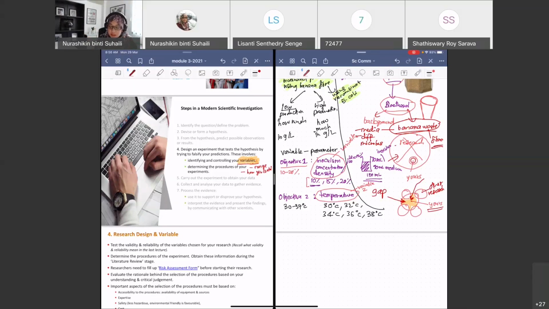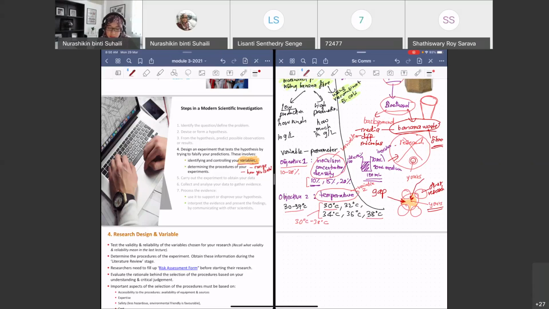Okay, that is range. So for the temperature in this case, this is from your reading, but in reality, you want to do the experiment between 30 to 38. So your range will be 30 degrees to 38 for this work. So that is the range for the second variable.